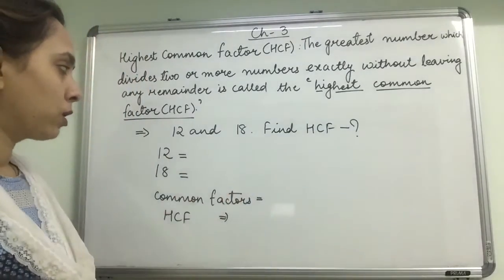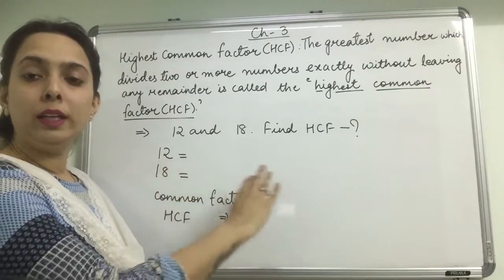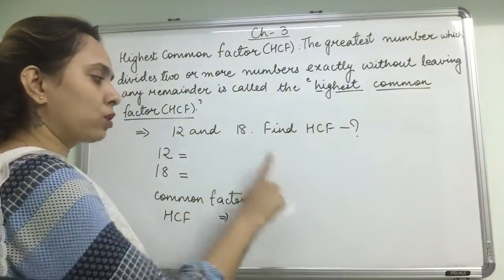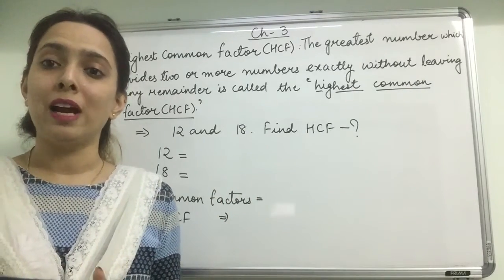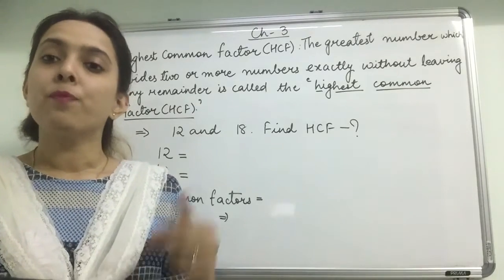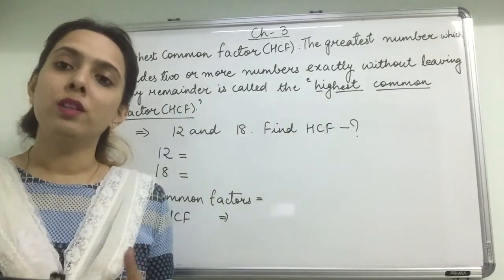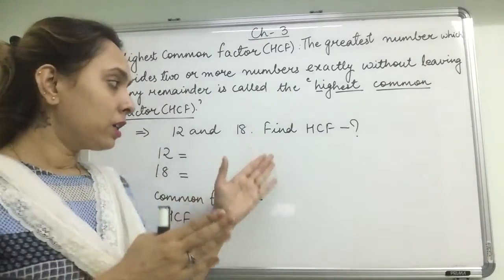So let's check it out. First, I will write all the factors of 12, then I will write all the factors of 18. This is the first method. This method is known as listing the factors. In your exercise, this question related to this method is given. So we will solve the question in the same way.